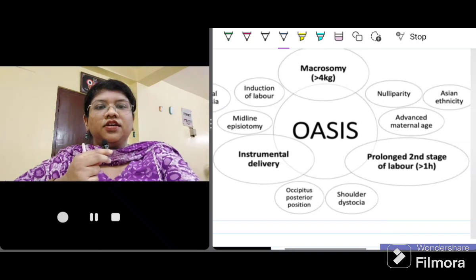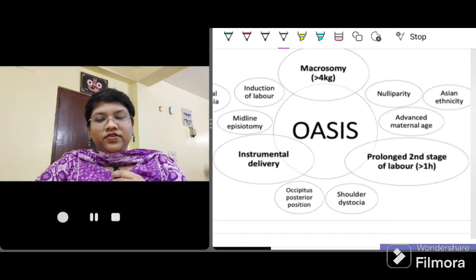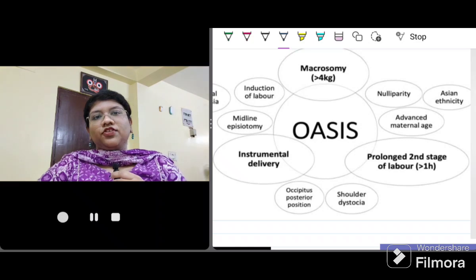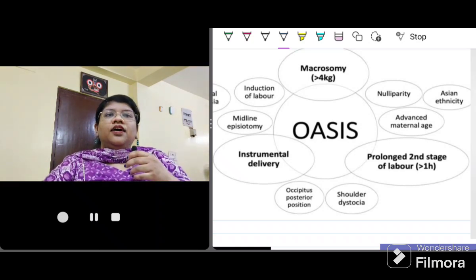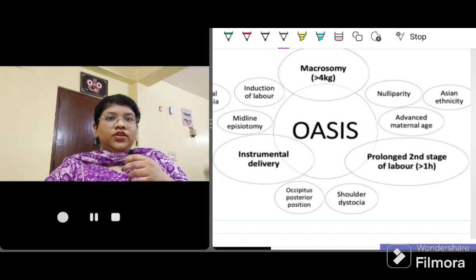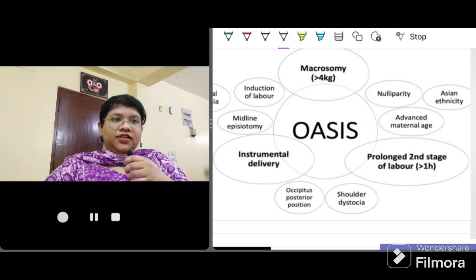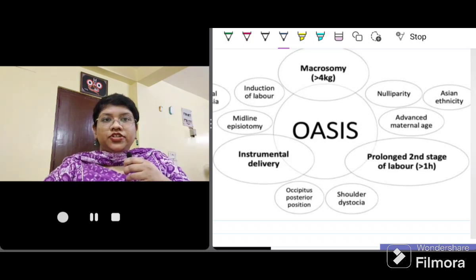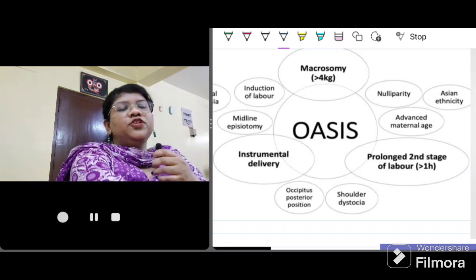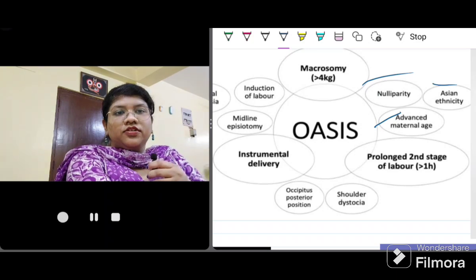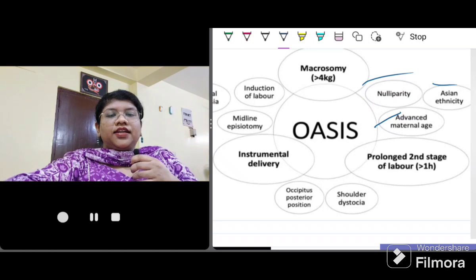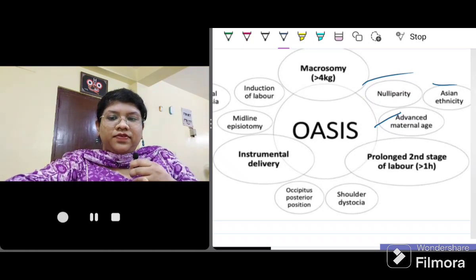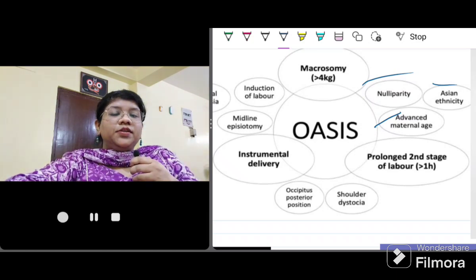The risk factors can be divided into maternal risk factors, fetal risk factors and intrapartum risk factors. Maternal risk factors include nulliparity, extremes of age, meaning too young or advanced maternal age. Also, Asian ethnicity has been shown to cause predisposition to OASIS. Also, shortened perineal length, like less than 25 mm, is again a risk factor. Nulliparity, vaginal birth after CS. So these are some maternal risk factors.